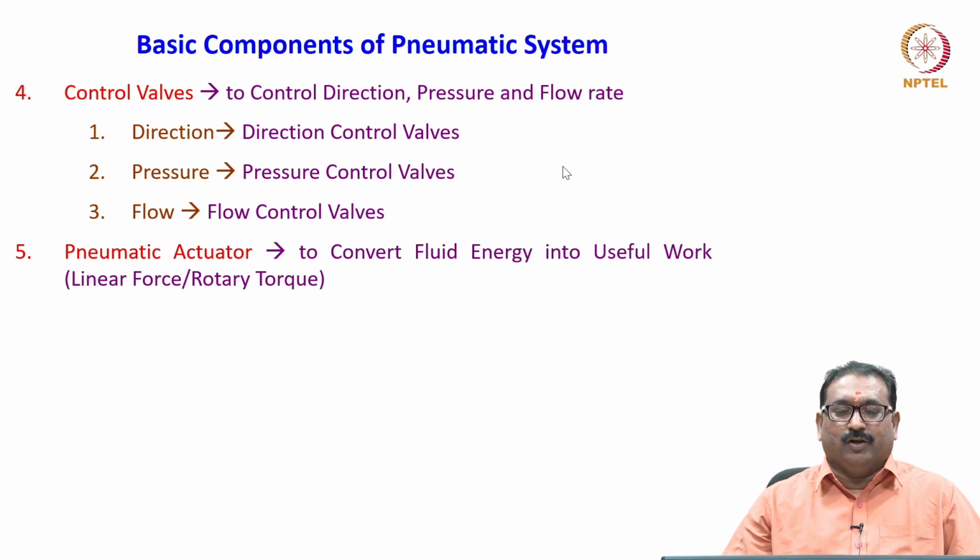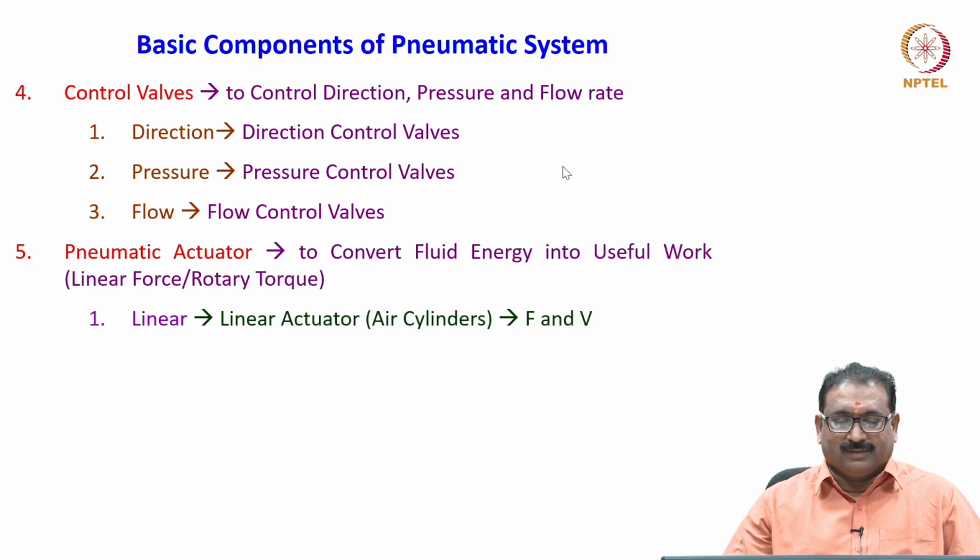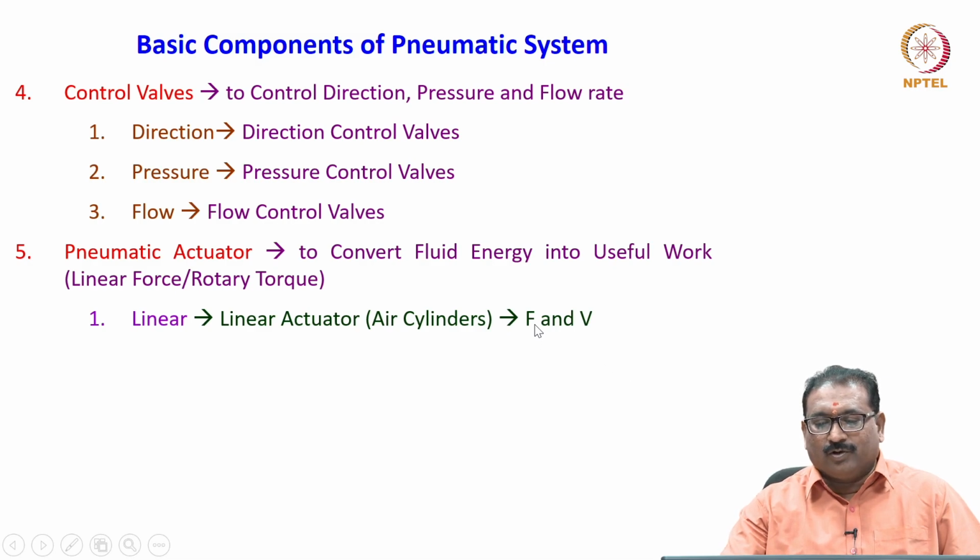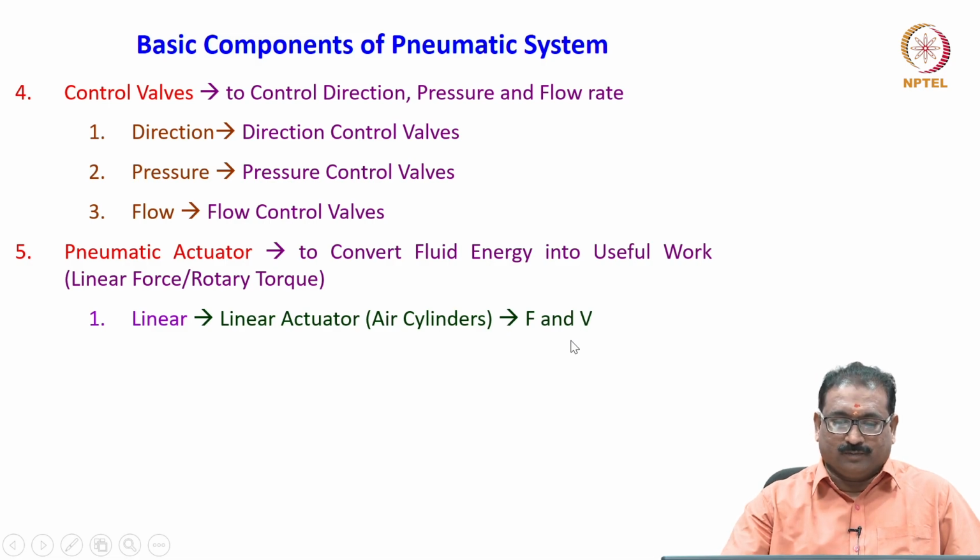Fifth component is the pneumatic actuator to convert the fluid energy into useful work. What useful work? Linear force and rotary torque. For controlling the linear motion, we use the linear actuator, also known as air cylinders. The output is the force and the velocity of the actuator. Again, please remember friends, force is controlled by the pressure and velocity is controlled by the flow rate, Q.